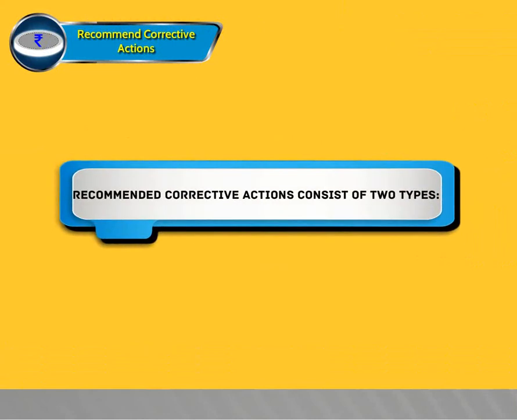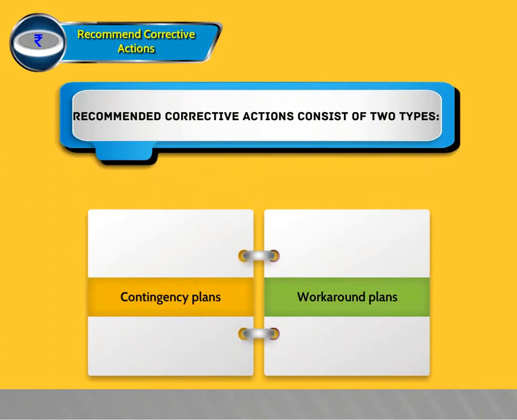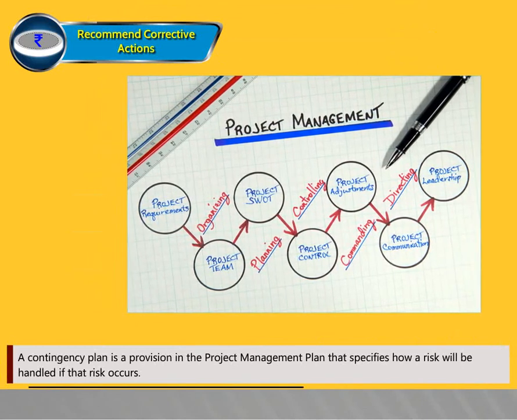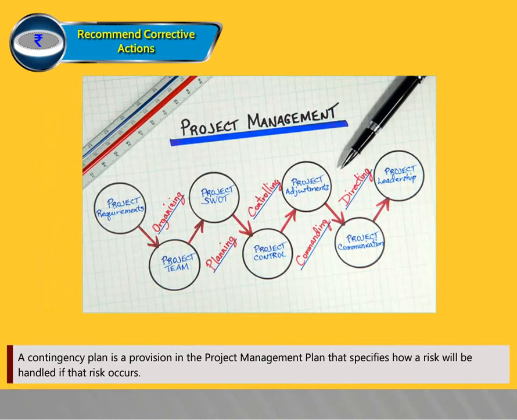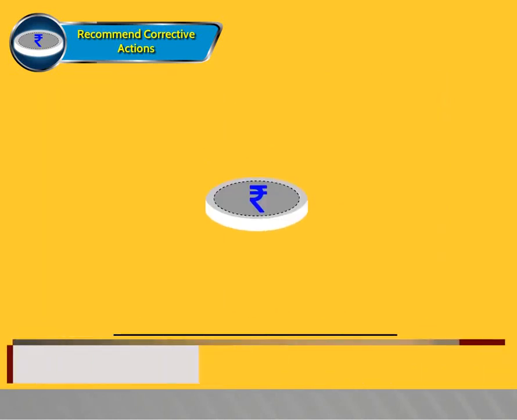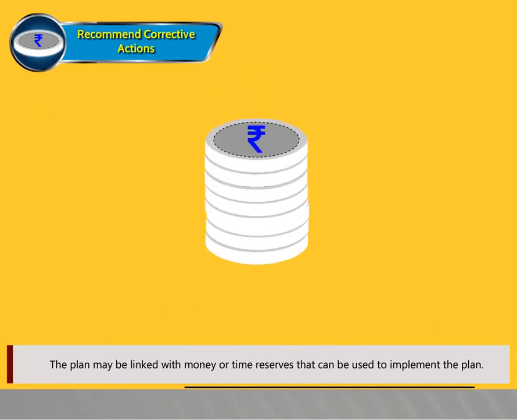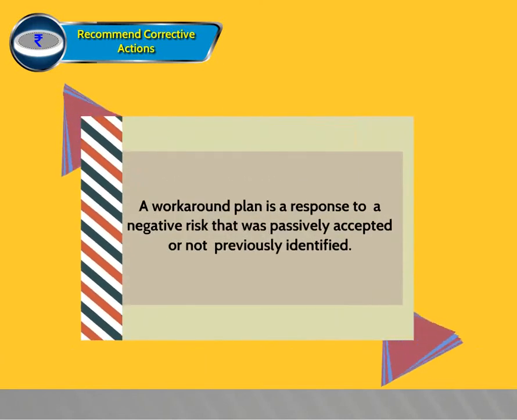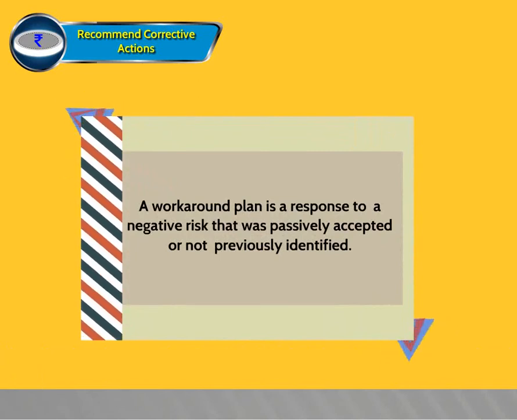Recommend corrective actions. Recommended corrective actions consist of two types: contingency plans and workaround plans. A contingency plan is a provision in the project management plan that specifies how a risk will be handled if that risk occurs. The plan may be linked with money or time reserves that can be used to implement the plan. A workaround plan is a response to a negative risk that was passively accepted or not previously identified.